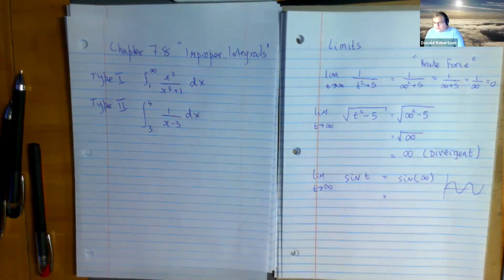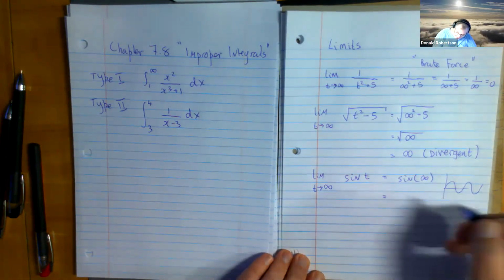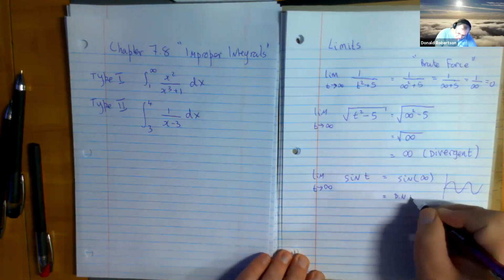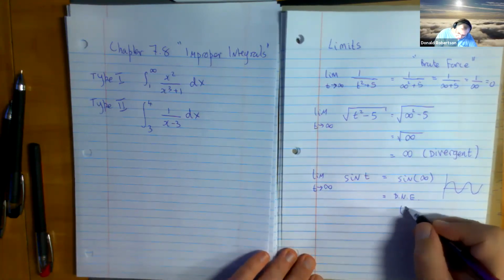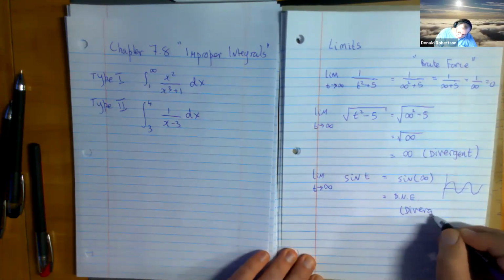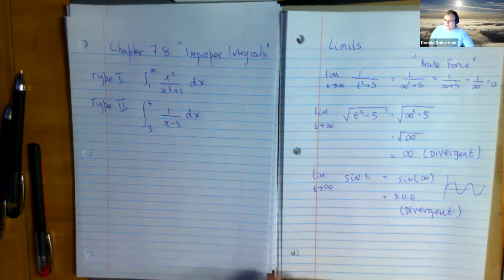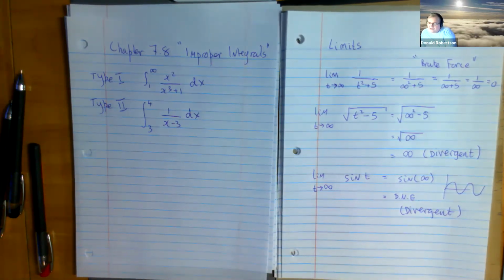Would you agree that as the sine function travels to the end of the universe, it still goes up to 1 and down to -1, and there is not one single value that it becomes? So "does not exist" is not what we write, but you're correct. We write divergent.